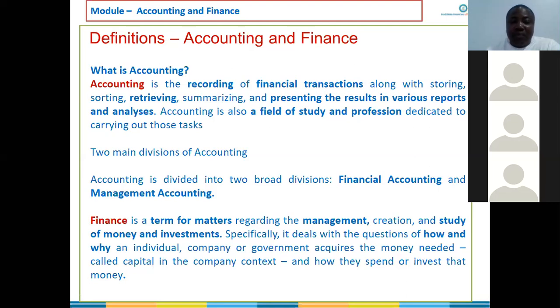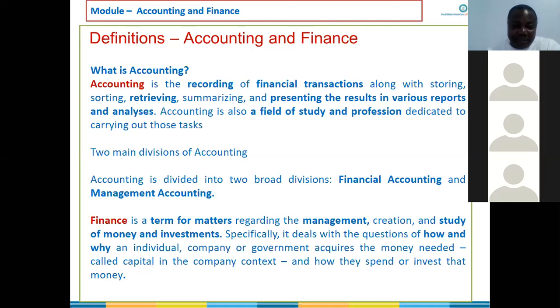Normally, accounting is divided into two. We have financial accounting and management accounting. We are going to look at this later on. Financial accounting talks about reporting to the outsiders, and management accounting is for internal reporting purposes. So those are the main things, okay?